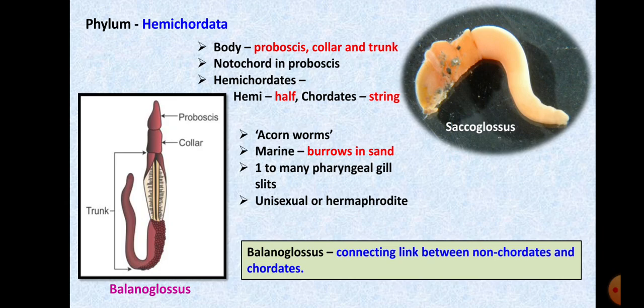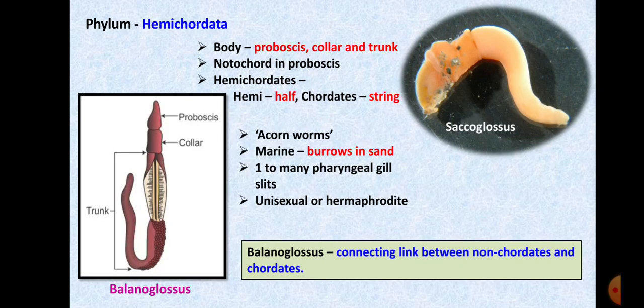Now these somewhat look like acorn, okay, hence they are termed as acorn worms in general language. Now these are purely marine, okay, and they live in the burrows in the sand. Where will you find in the burrows? Near the coastal region, okay, on the coast of the sea or the ocean. In the sand you will find them.